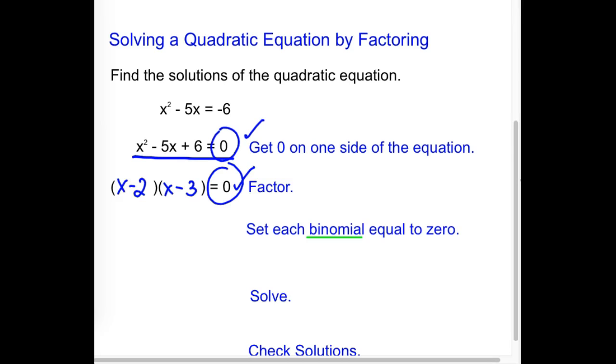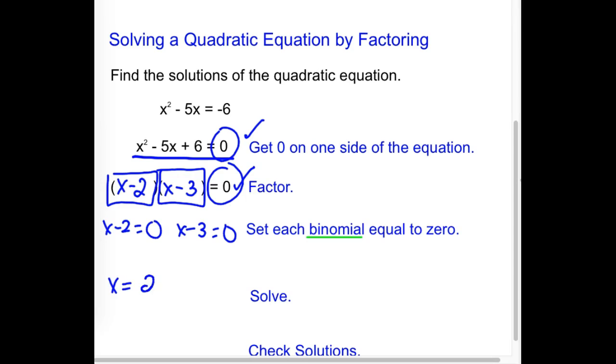Okay? Our next step, we use that zero product property. Either this factor has to be 0, or the second factor has to be 0. And then we're going to solve each of those. So solving, we get x could be a positive 2, or x could be a positive 3. Our last step is to check those.